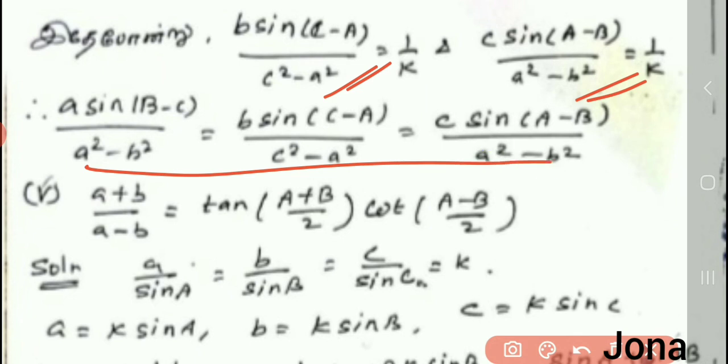Similarly, we can prove the second and third part also, which is equal to 1 by k here. The second part is there and third part is here, which is equal to 1 by k. Therefore, all the values are equal to 1 by k, isn't it? Therefore, we can equate like this.